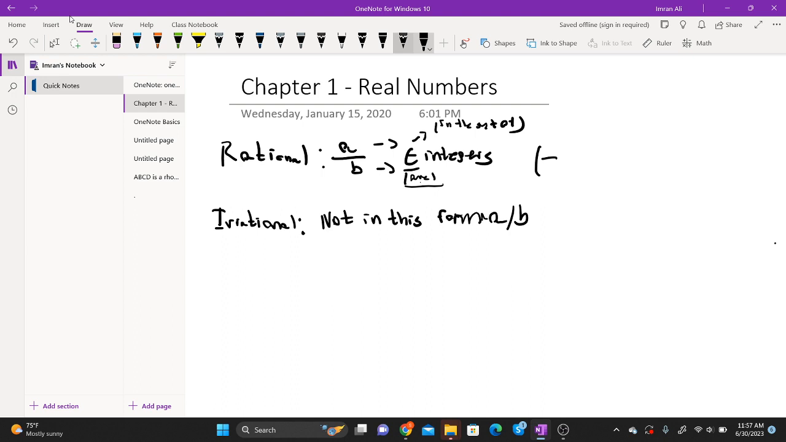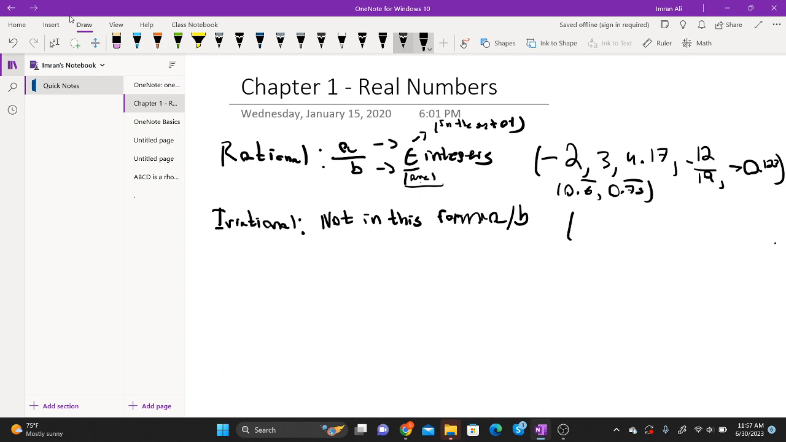So this is like negative 2, 3, 4.17, negative 12 over 19. All these are rational because they can be written in the form a over b. And another example of rationals is 0.6 repeating, 0.75 repeating, because these repeating decimals can be written in the form a over b.